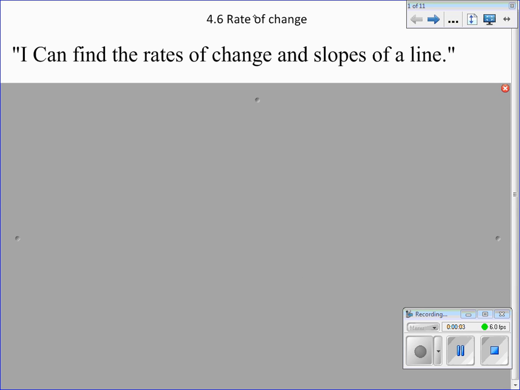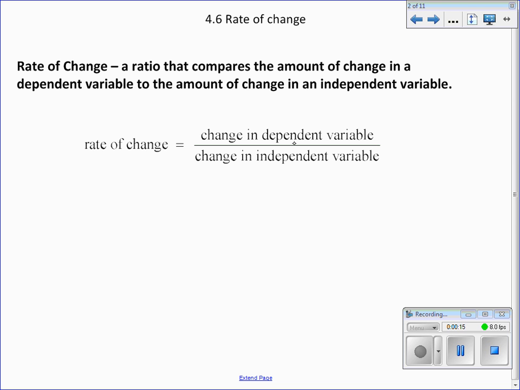This video touches on the rate of change and how it relates to slope. Before we can truly understand rate of change, we really need to talk about what dependent and independent variables are. A dependent variable is a variable that relies on another variable, and the independent variable is pretty much the one that stands alone.